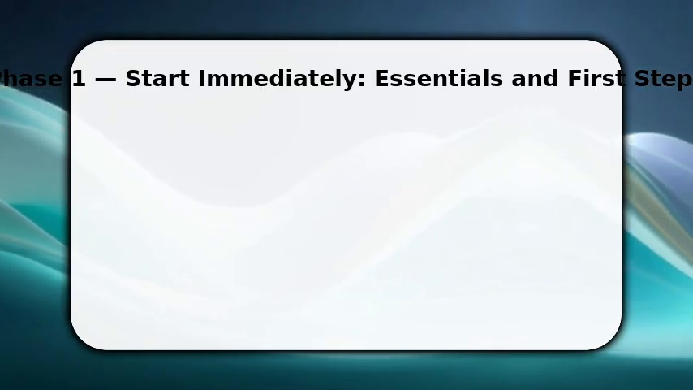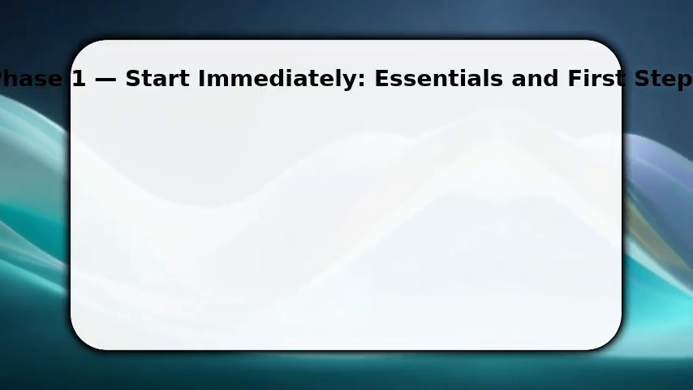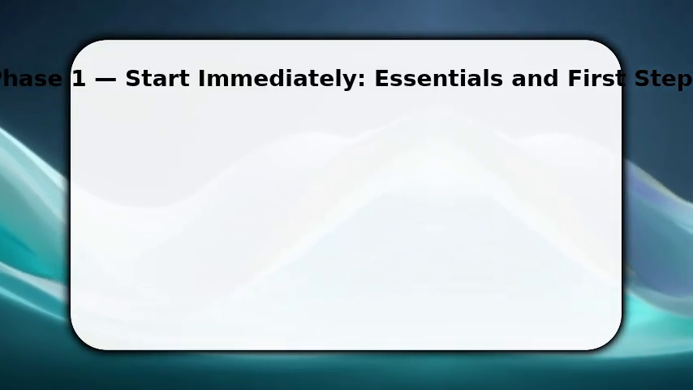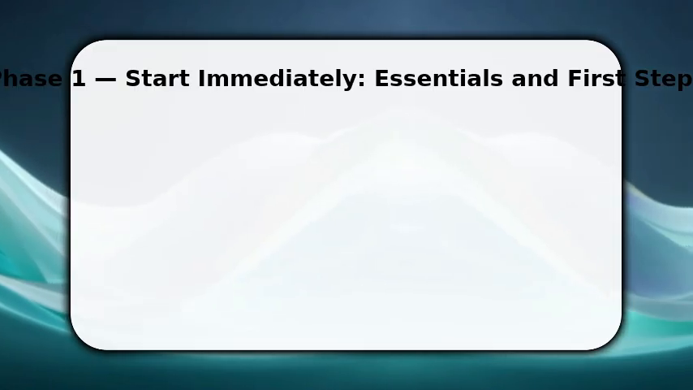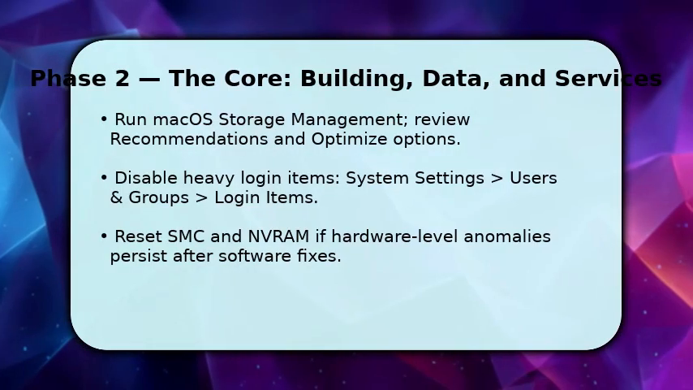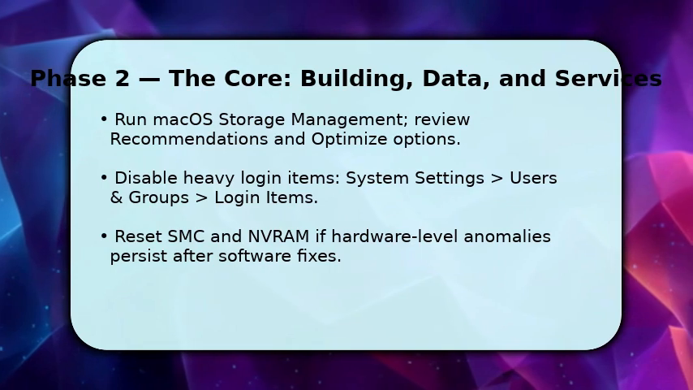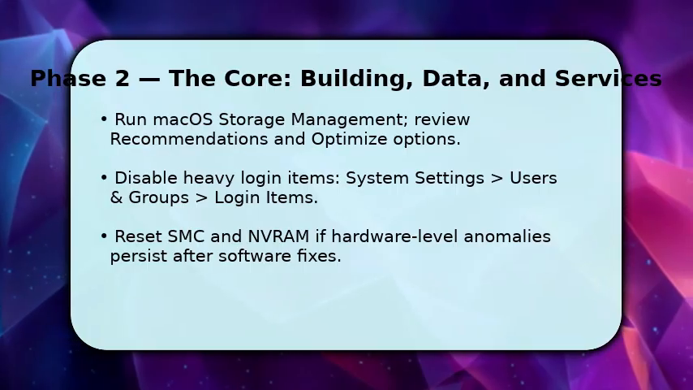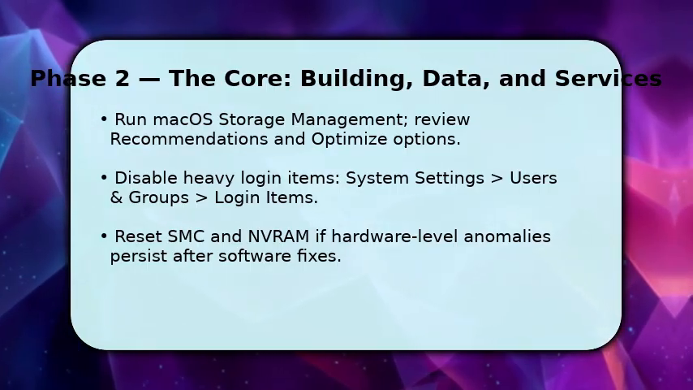Then, free space. Delete old installers, large downloads, and duplicate files, aiming for roughly 10 to 20% free disk space, because macOS needs headroom to manage memory and virtual swap. Now move into deeper cleanup and system settings. Use Storage Management and follow recommendations to offload, empty trash automatically, and reduce clutter.